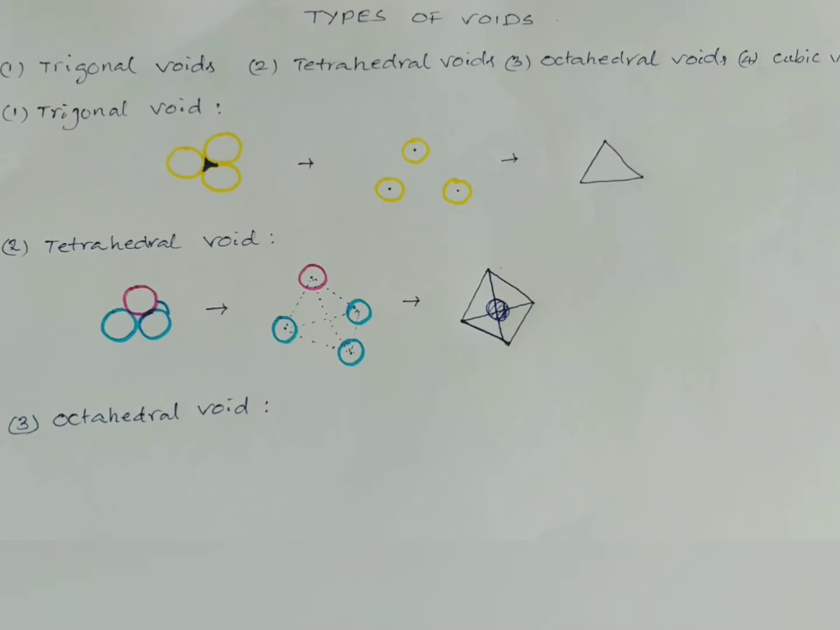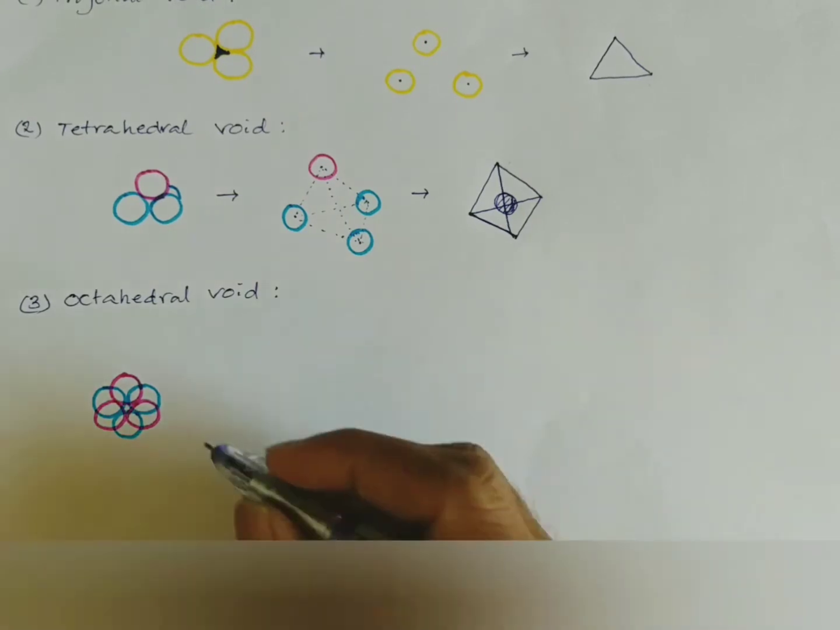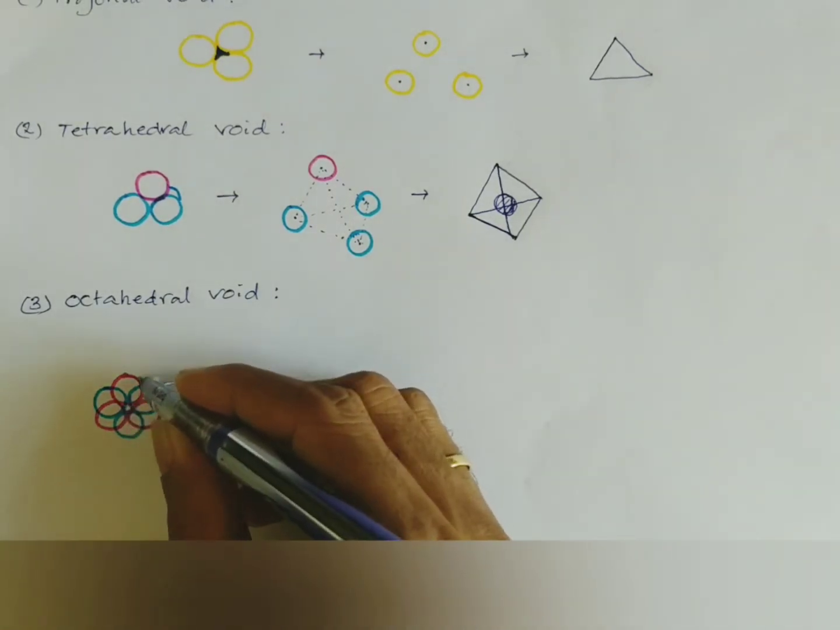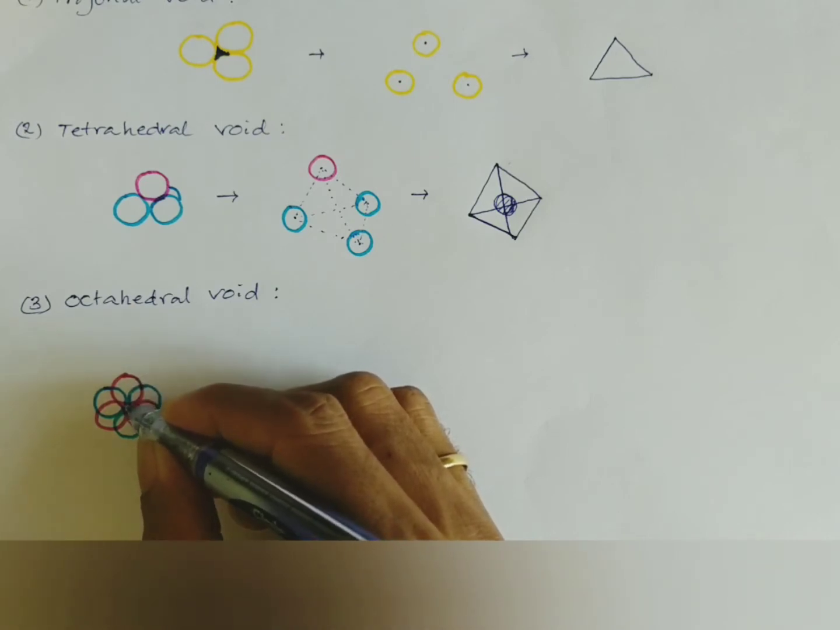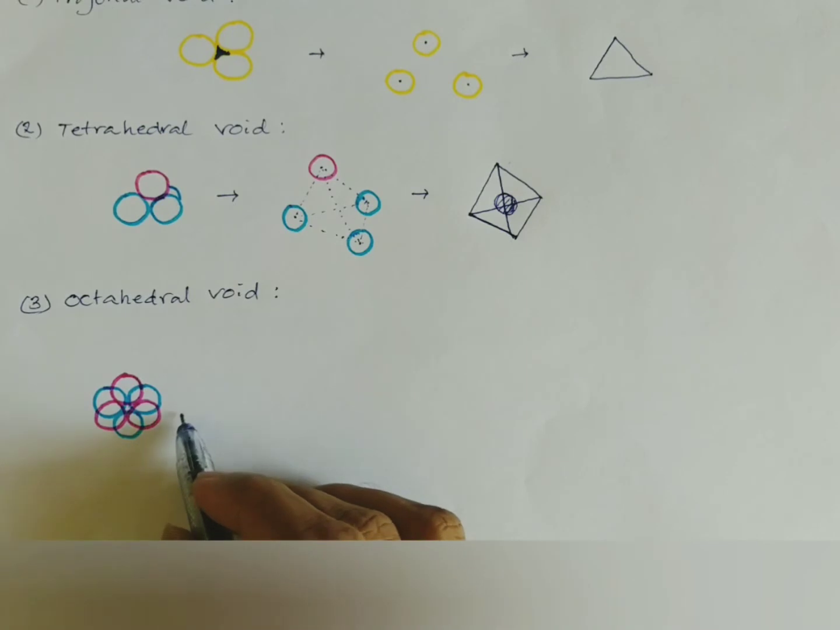Octahedral void is created by six atoms. Two planar trigonal of spheres projected in opposite directions will form an octahedral void. So here there are six spheres. First layer, second layer. Now the empty space created by these six atoms is known as octahedral void. This is octahedral void. So now let us expand these atoms so that the structure will be more clear.